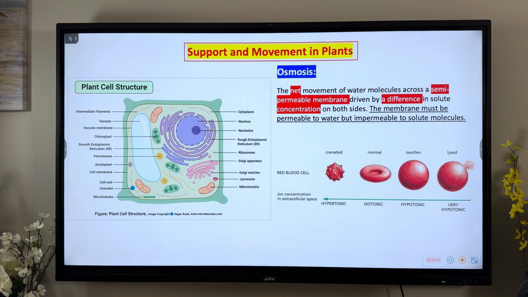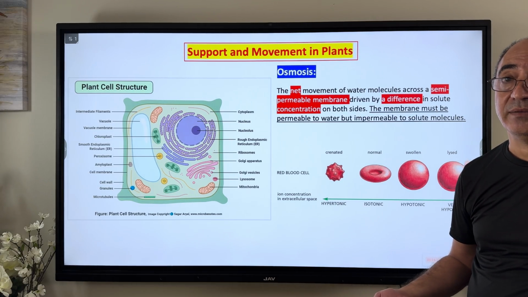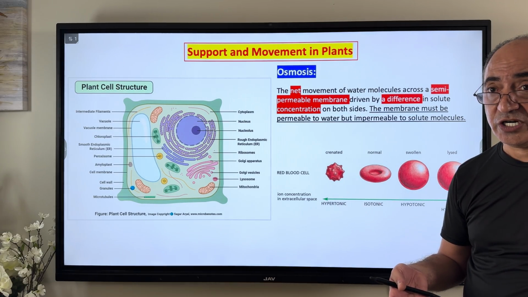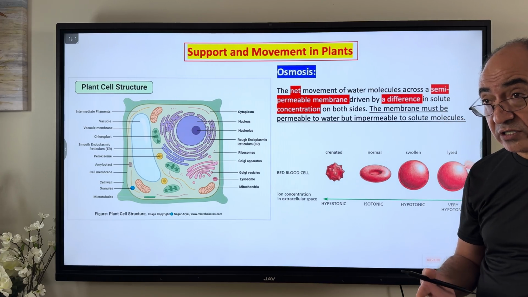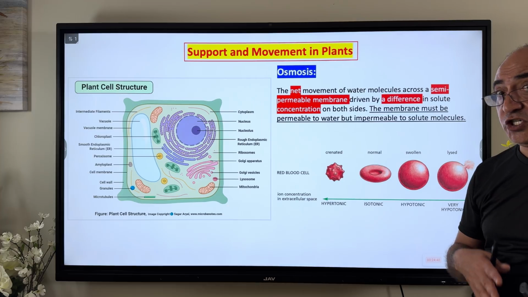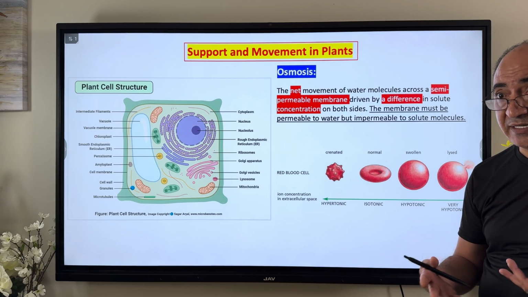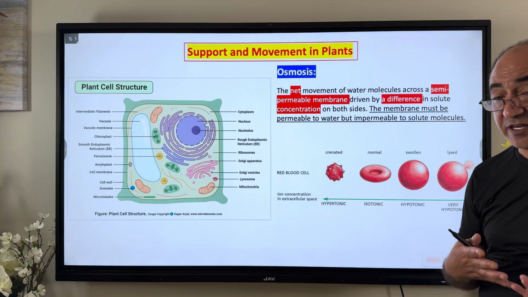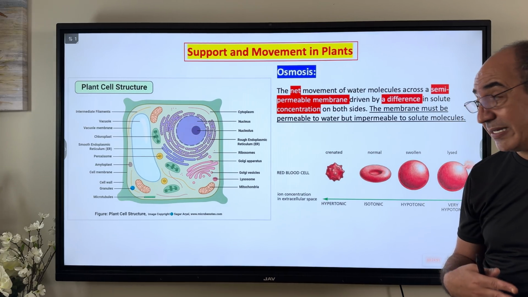Okay, so let's give an example. Obviously, osmosis is not something limited to a plant cell. Any cell, you put it into a solution made of, let's say, water, and you change the concentration of the solute within that water, the cell can respond in a different way depending on the difference of the concentration of that solute inside the cell versus outside the cell.